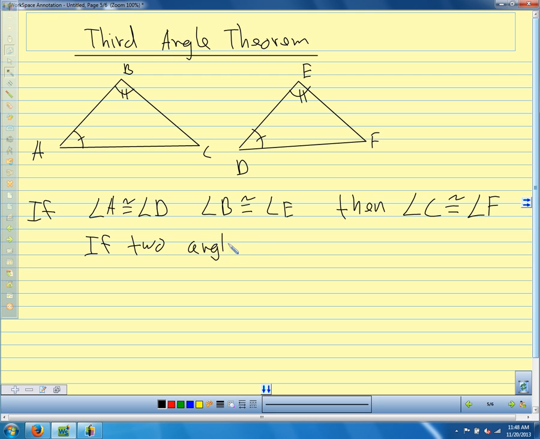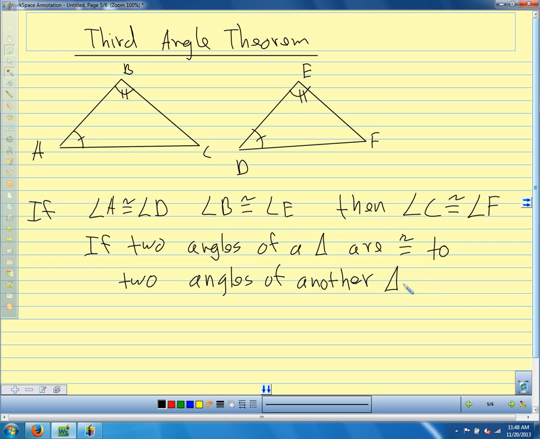if two angles of a triangle, I'm going to use some shorthand, two angles of a triangle are congruent to two angles of another triangle, then the third angles are congruent. So this gives us a shortcut for figuring out some things about triangles. If we know that two angles are congruent in a pair of triangles, then the third angle has to be congruent.